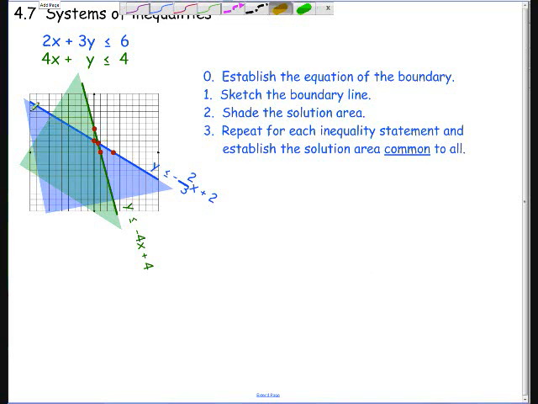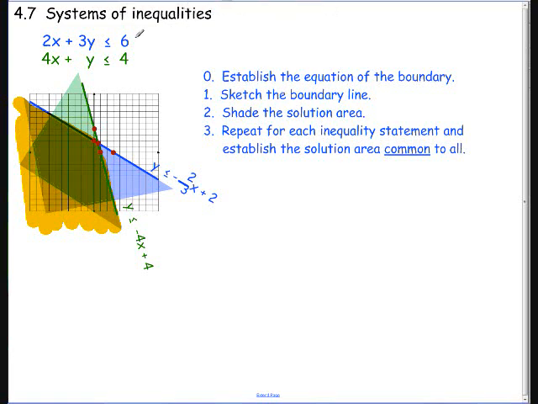This is just a representation of what we just did. Let me mark the common area here with yellow. Here are the steps we go through when we are working with a system of inequalities. For each inequality, we establish the equation of the boundary. That is a line. We know that an inequality is not a line, but it does have a boundary which is expressed as a line. Then we sketch the boundary line. Then we shade the solution area.